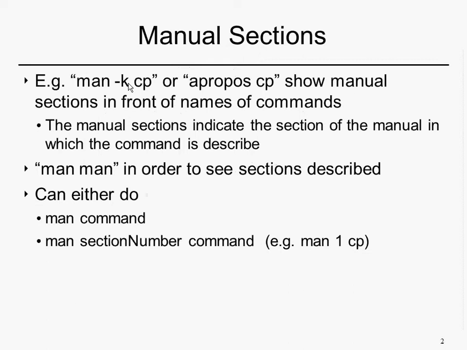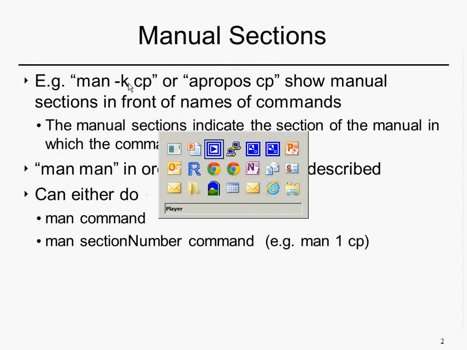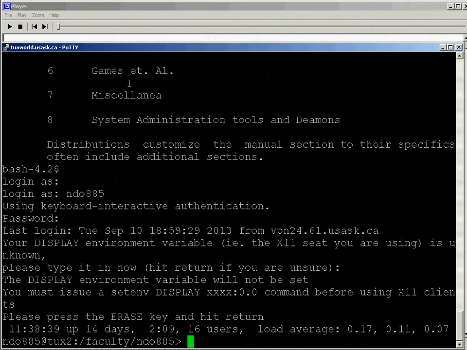I issued some commands that got me information on other commands. They let me know, for example, commands that might copy a file. How would I do that? Can anyone give me a command? If I wanted to find commands of relevance that are associated with copying, C-O-P-Y, what could I issue on the command line here? Yeah, exactly. So one option would be apropos copy.